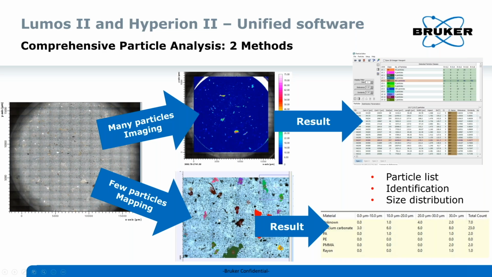You don't need to do that. You don't need to mark them or anything else. And then it will collect the data and show the results as a grouping of the size, the count, and the identification of each of the microplastics.